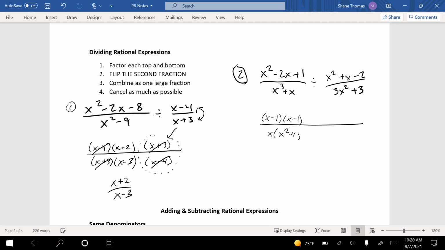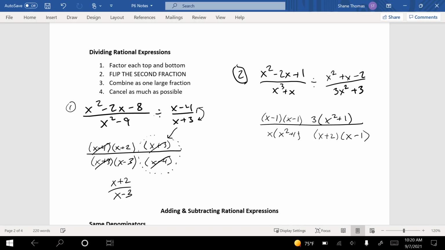Now, on the right side, I have to factor those and flip it, right? So let's start with the bottom. 3x squared plus 3. What's that factor to be? 3 times x squared plus 1. The top now: x plus 2, x minus 1.